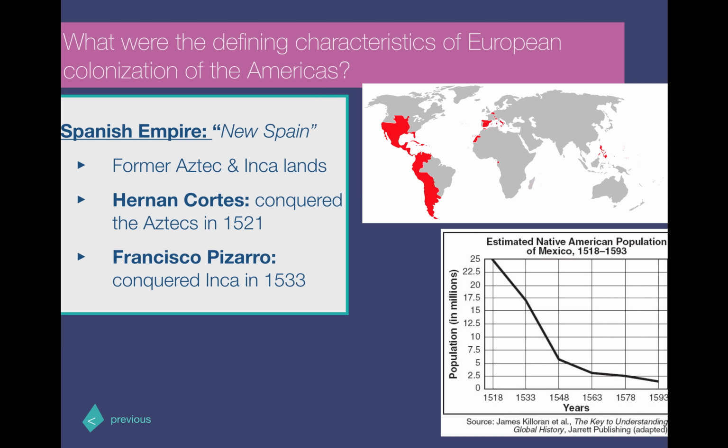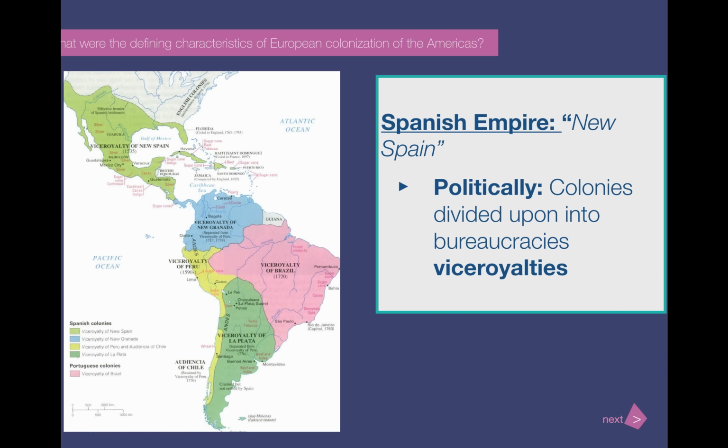No need to recopy this, but you remember that Hernan Cortez established control of this land for the Spanish in 1521, and Francisco Pizarro conquered the Inca to expand the Spanish territory in 1533. As you recall, that had a devastating effect on the Native American population as a result of the transmission of diseases such as smallpox, measles, mumps, whooping cough, influenza, and so on and so forth.